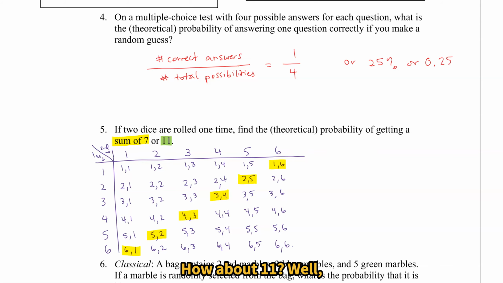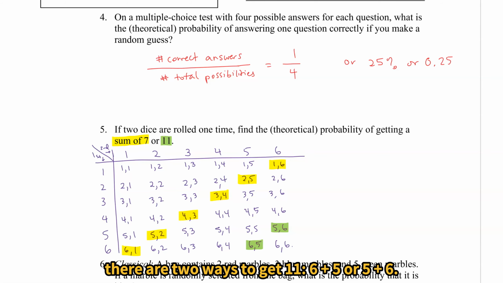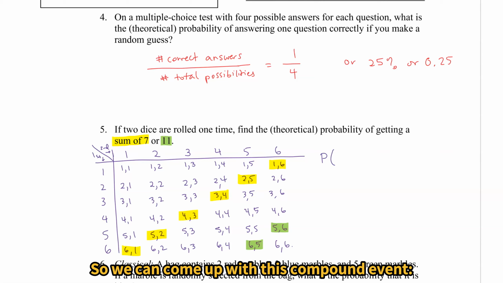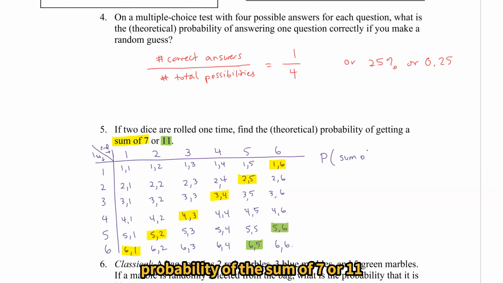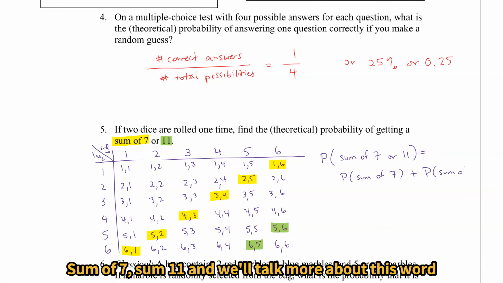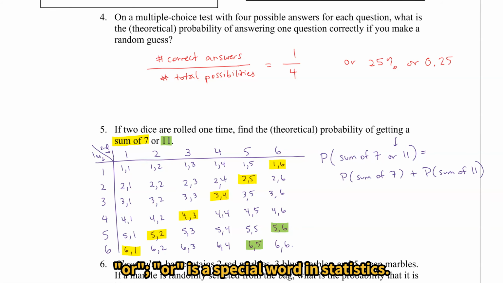How about 11? Well, using numbers from 1 to 6, there are 2 ways to get 11, 6 plus 5, or 5 plus 6. So we can come up with this compound event, probability of sum of 7 or 11, by looking at it separately. Sum of 7, sum of 11, and we'll talk more about this word or. Or is a special word in statistics. So we'll talk a little bit more about that later and why we can add these together.